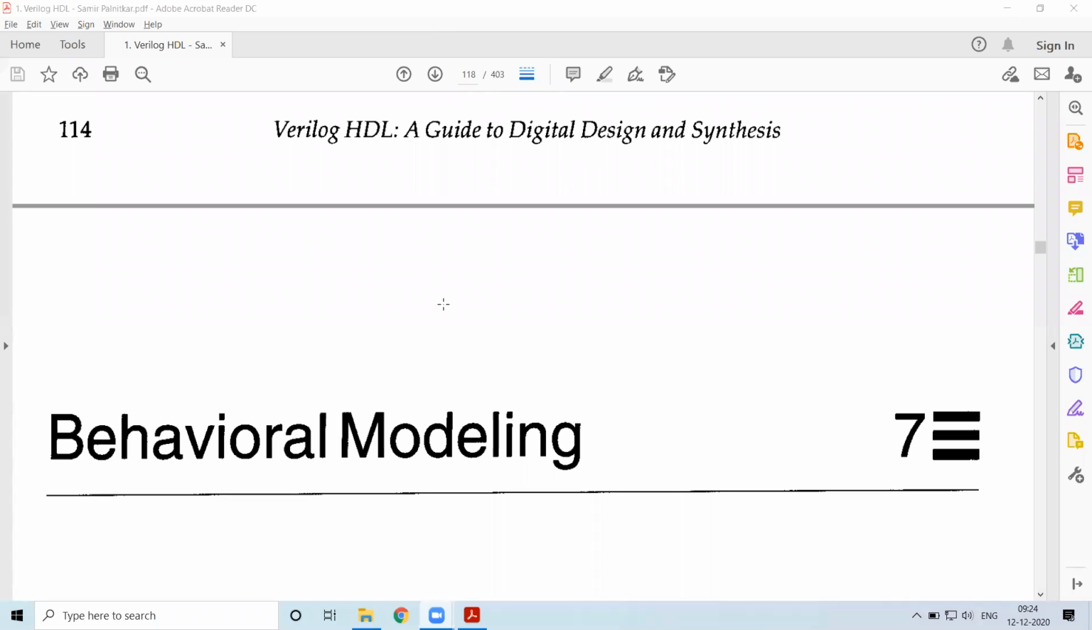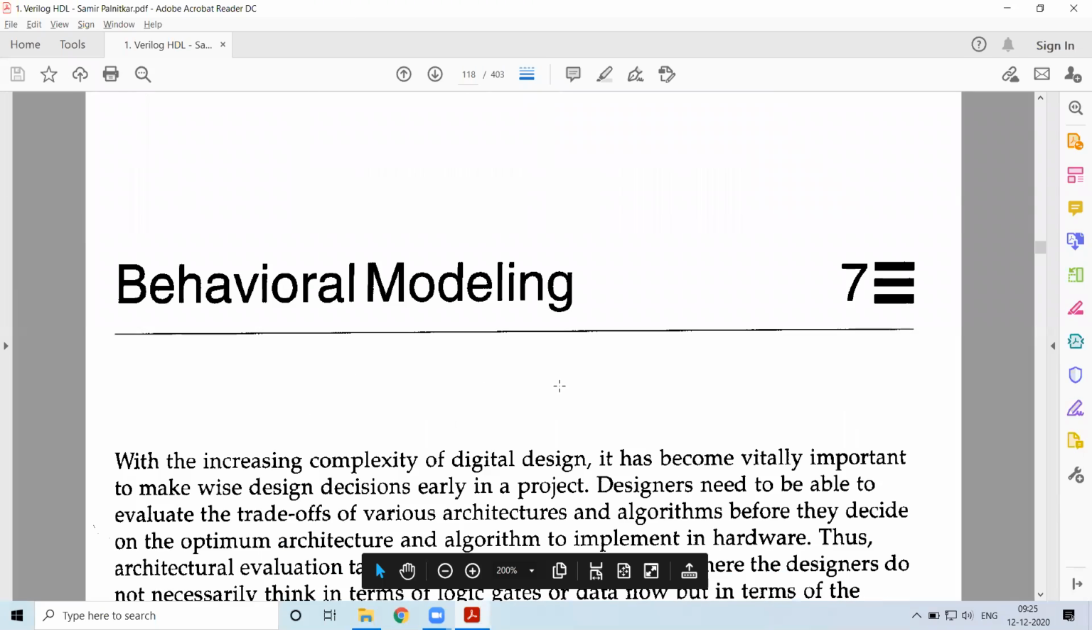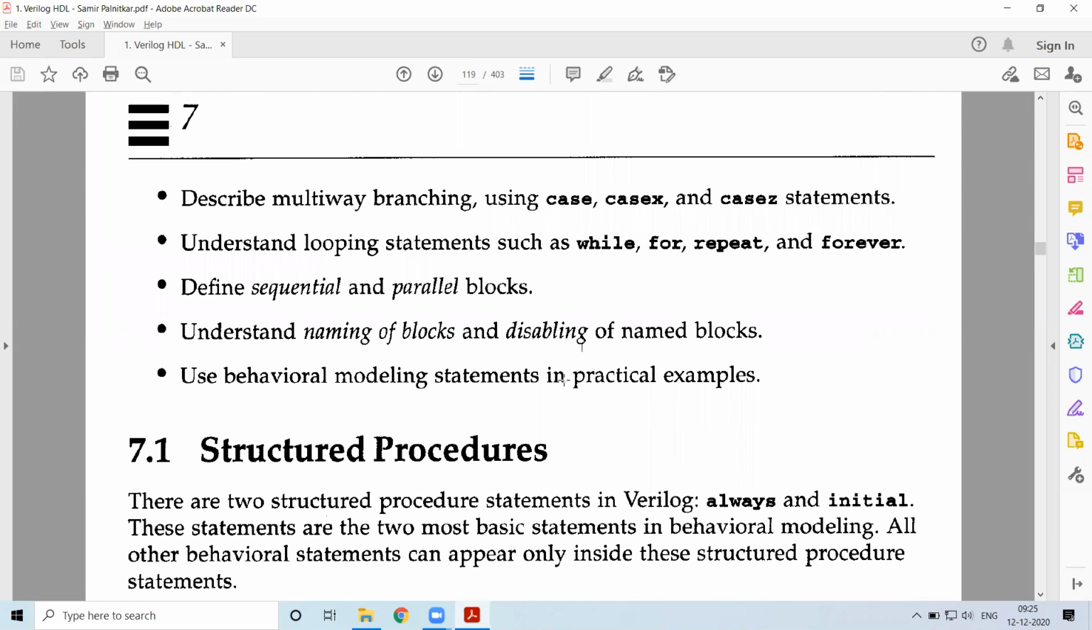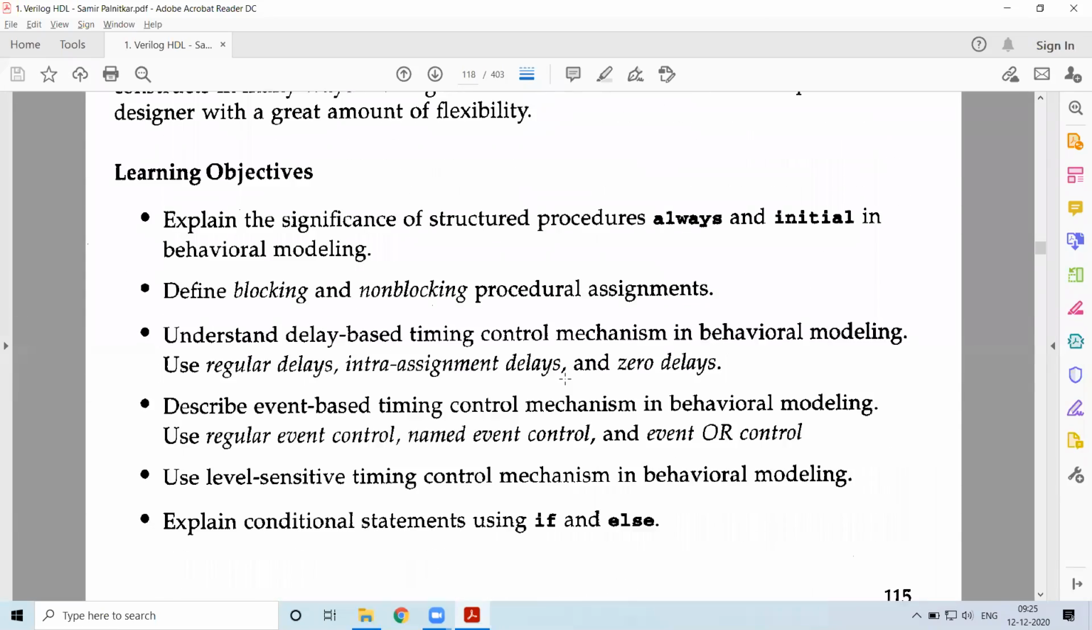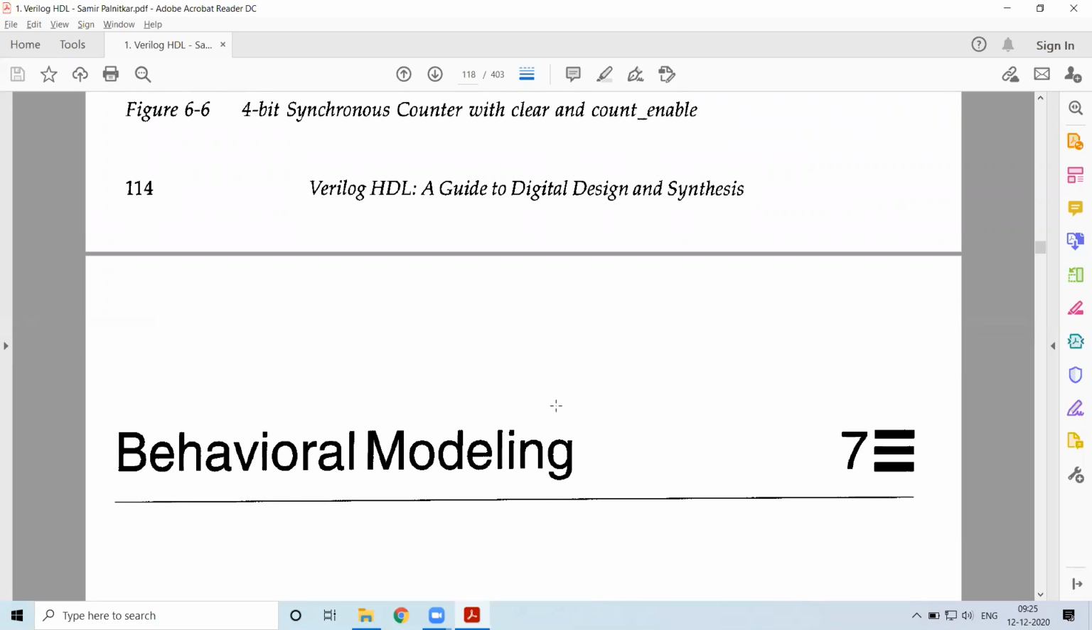In the previous session, we started off with the discussion of behavioral modeling. In behavioral modeling, we started with the discussion relevant to structured procedures. Before that, we understood what is meant by behavioral level modeling. In this case, you write the code in a form almost similar to C programming, but with a few changes specific to the hardware description language. That is what you try to do here.